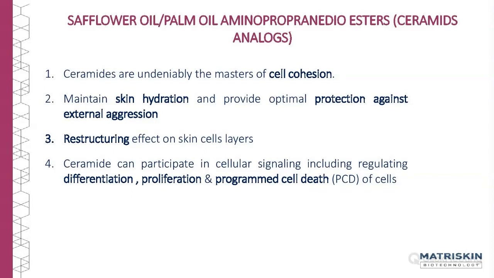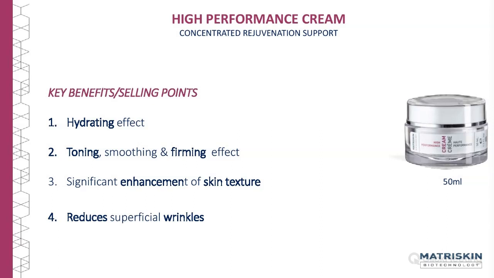Safflower oil is basically responsible for improving skin hydration quickly and restructuring the effect on cell layers. So it basically arranges the keratinocytes more evenly throughout the skin so that we have a better protection against transepidermal water loss. Now, high performance cream has, as a little recap, a hydrating effect, toning and smoothing firming properties, and it basically improves skin texture, wrinkles, and lines.